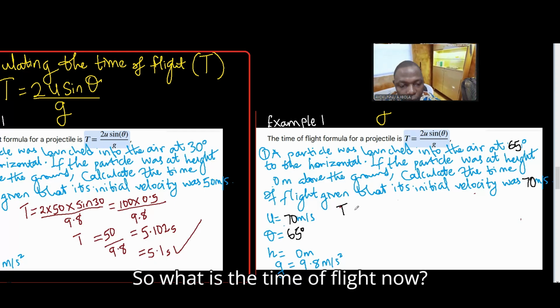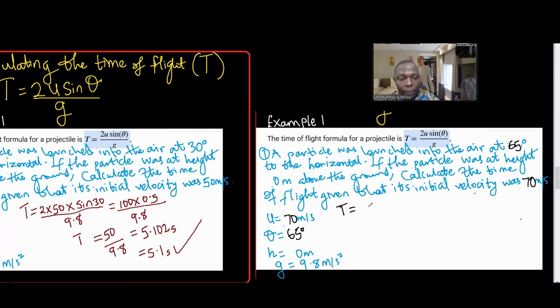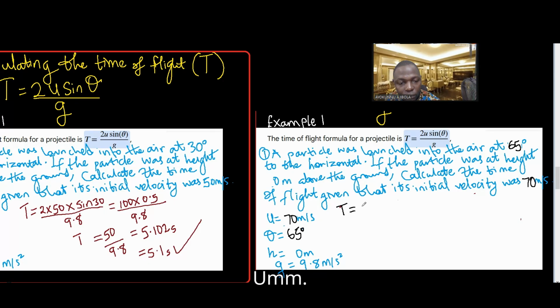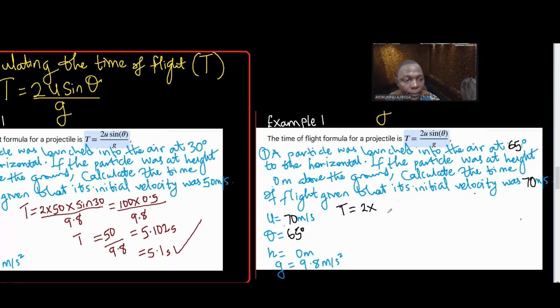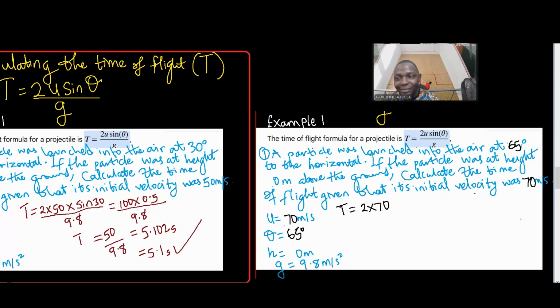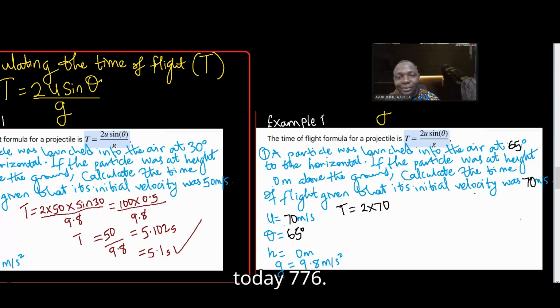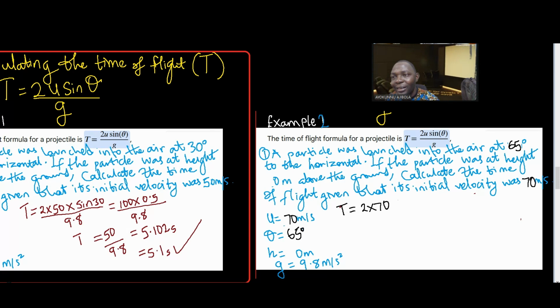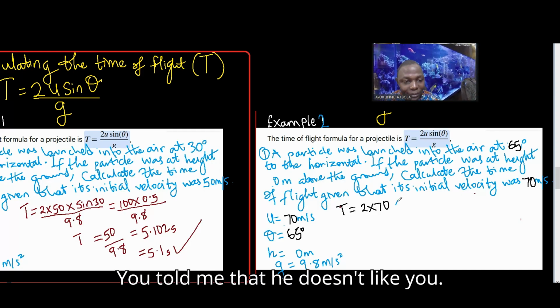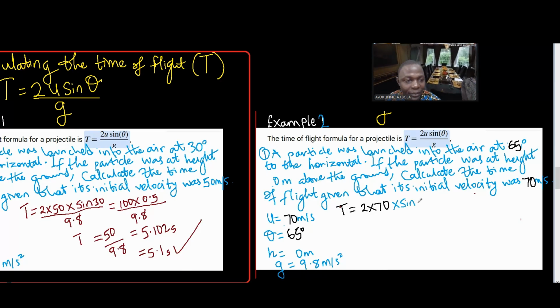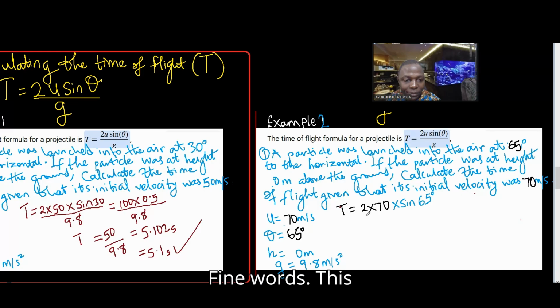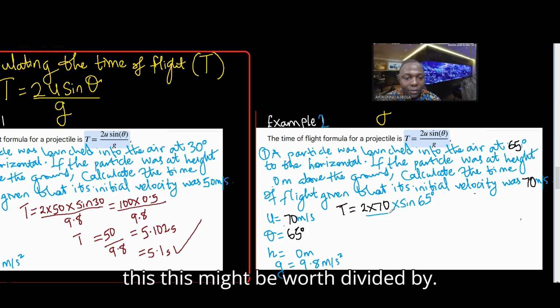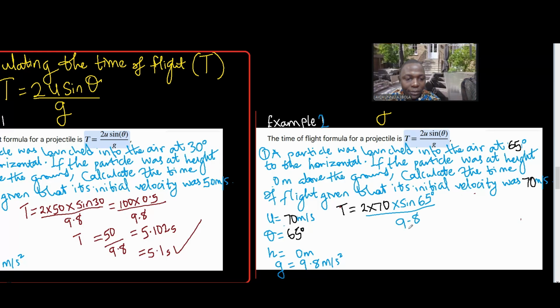So what is the time of flight now? Time of flight is 2 times 70, not 50. The 2 stays in your formula. 2 times 70 times sine 65, divided by 9.8, right?